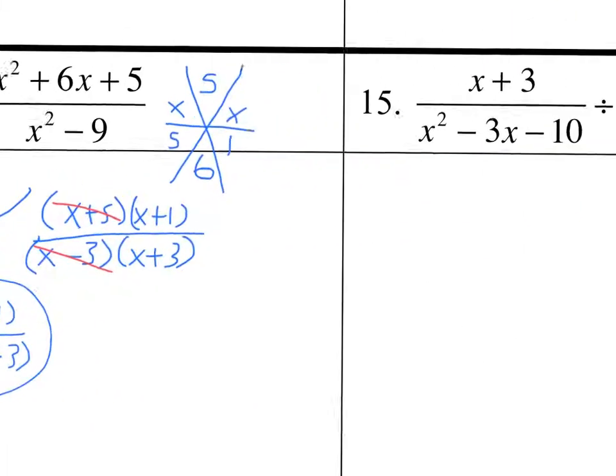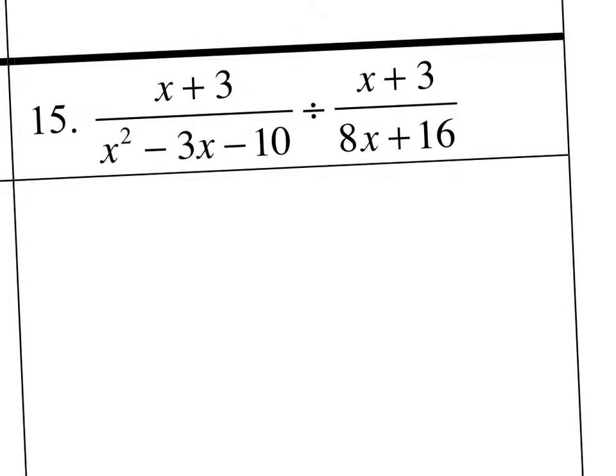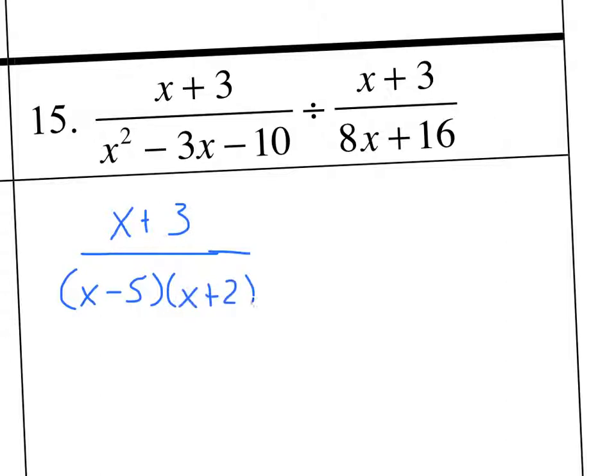Let's go ahead and start knocking down things. In the first fraction, the x plus 3 remains as is. In the denominator there, I can factor that to be x minus 5 times x plus 2. Now I'm going to KFC while I do this. The numerator, which is the x plus 3, now moves to the denominator there. And then this here can factor out an 8. So I bring out an 8 times x plus 2.